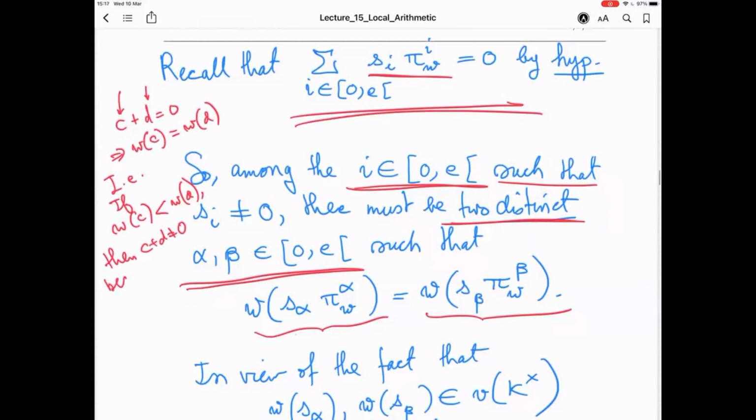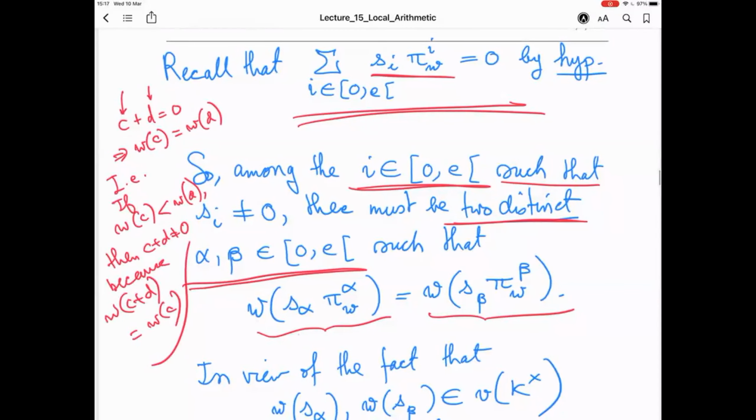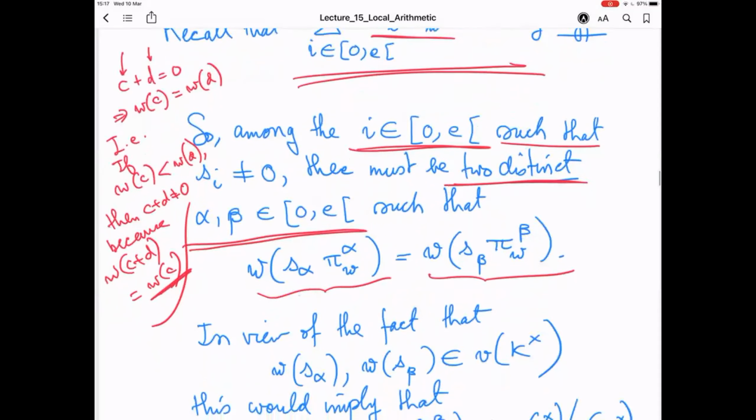Because in this case, W of C plus D is actually equal to W of C, and W of C cannot be plus infinity. Okay, so let's come back to this.